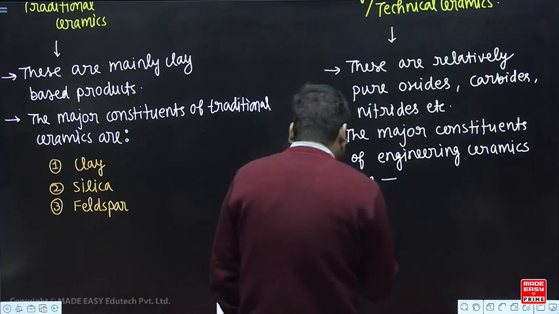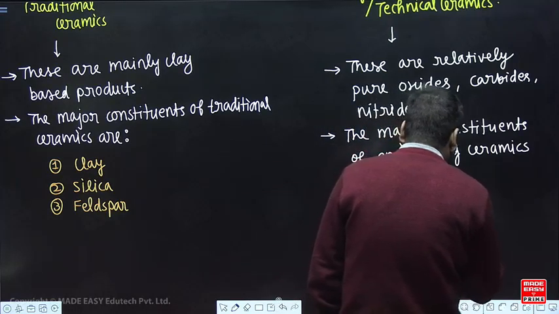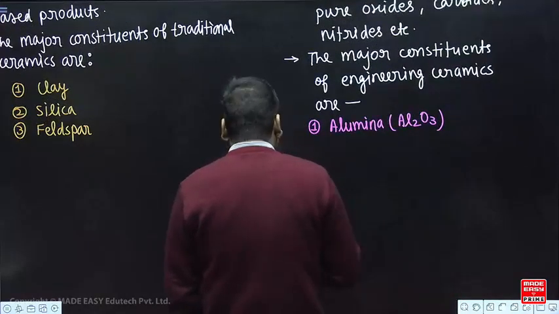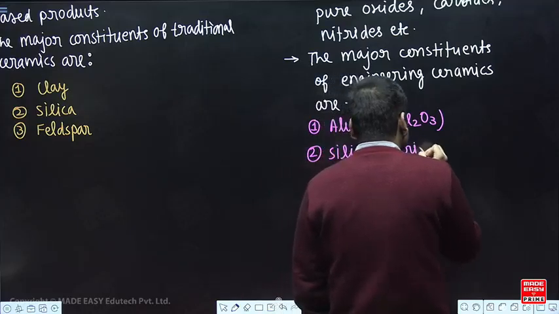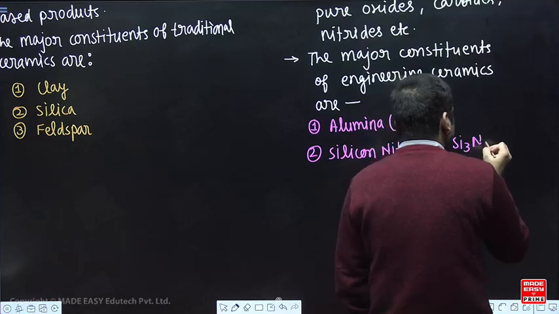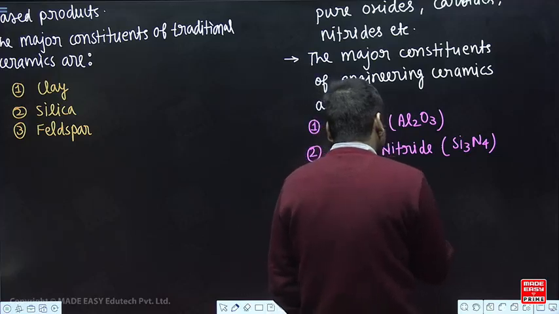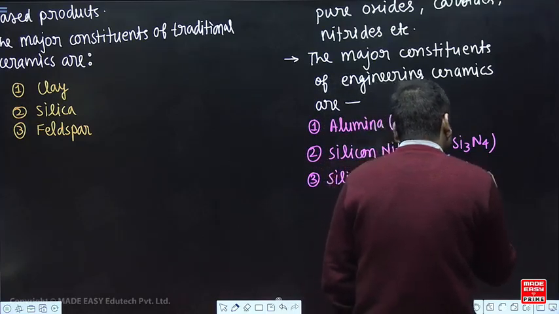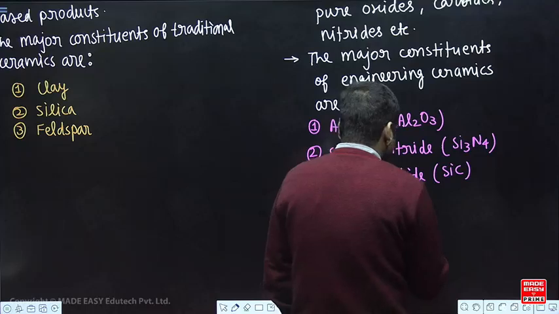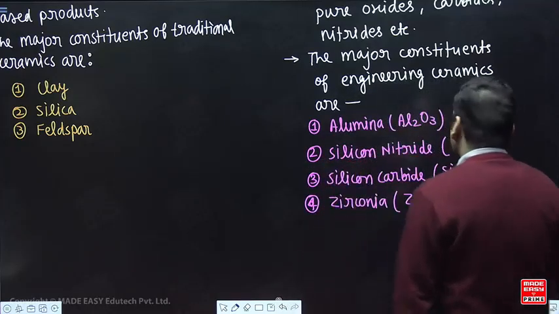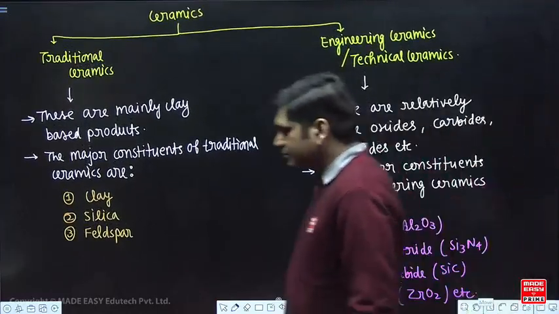first alumina, that is Al2O3, then silicon nitride, that is Si3N4, then silicon carbide, that is SiC, and then zirconia, ZrO2, etc. इत्यादि. Please note it down.